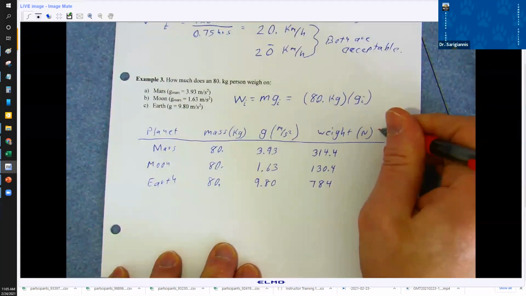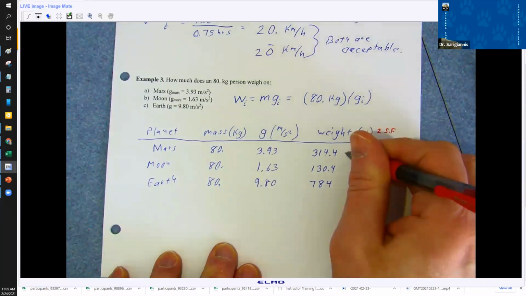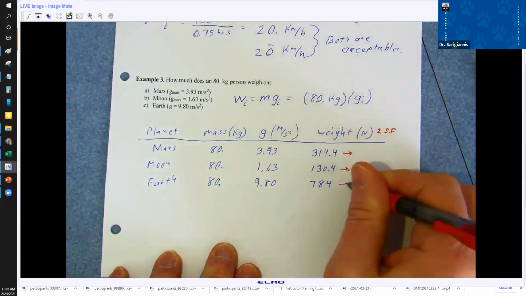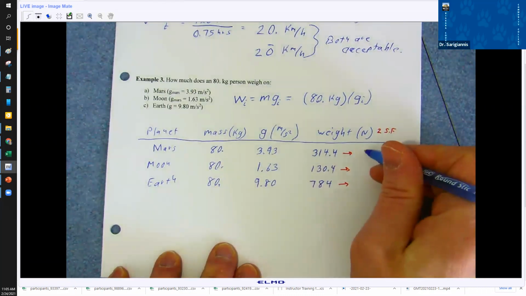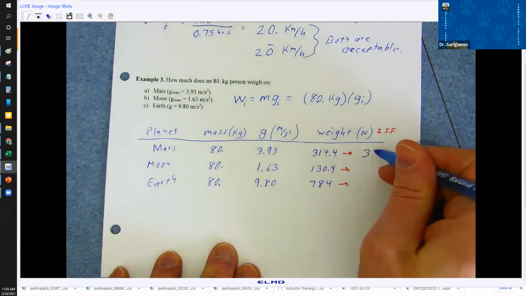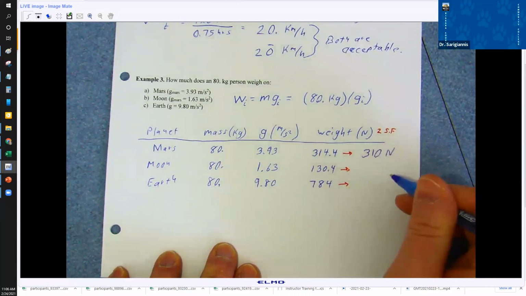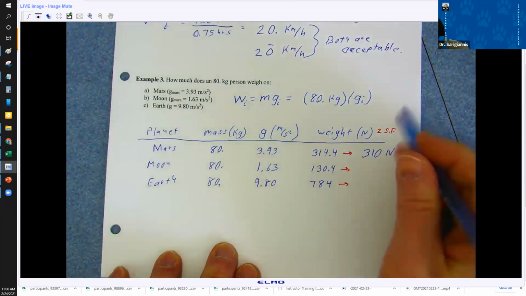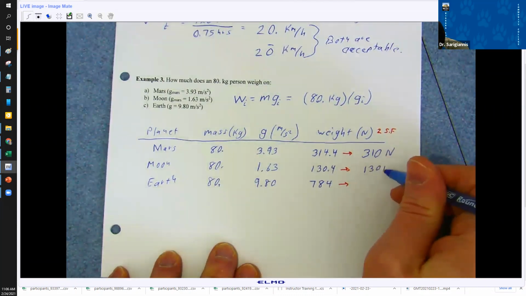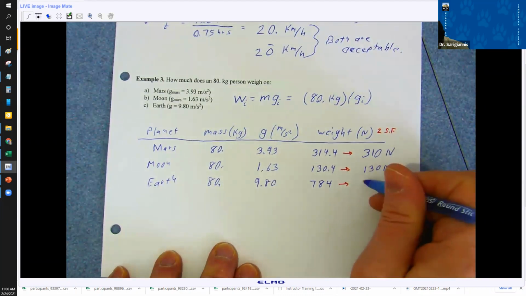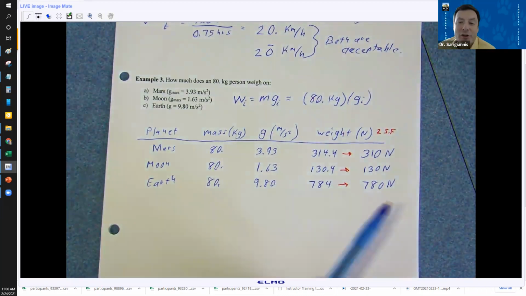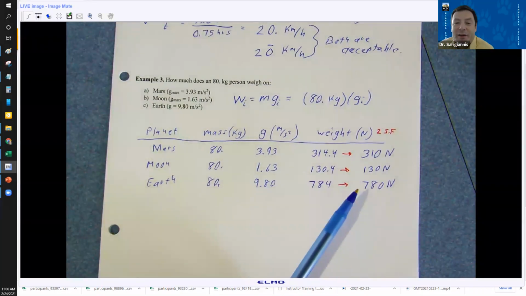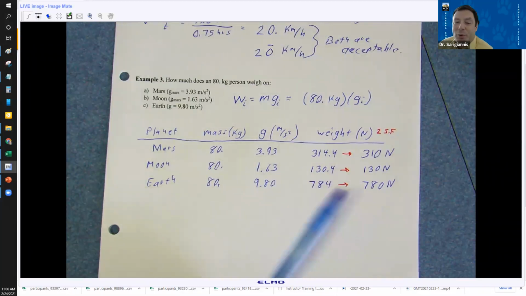So note 2 sig figs. So here on Mars, we're going to round it to 310 newtons. And then on the moon, we'll go to 130 newtons. And then on Earth, 780 newtons. Right. So you can see that this is, well, there's also directly proportional to the gravitational acceleration, right?